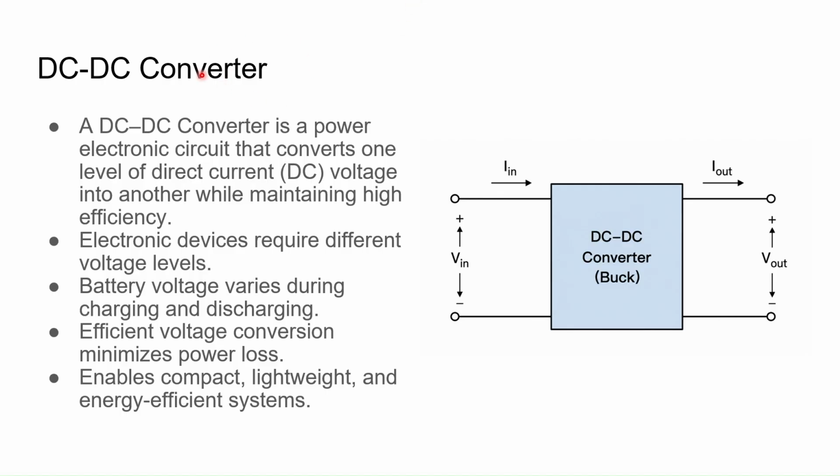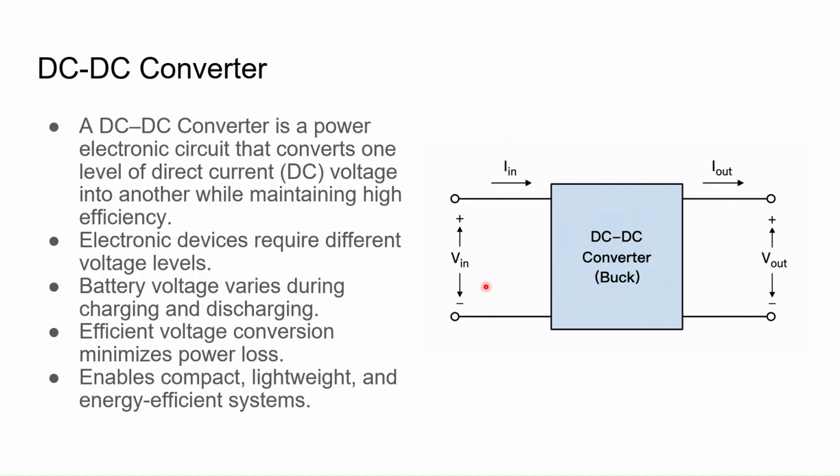A DC to DC converter is a power electronic converter which converts a DC from one level into another level, maintaining high efficiency. This block diagram indicates that. The input and output are both DC. The input side is DC and the output side is also DC, but the voltage level may be different. So a DC to DC converter converts a fixed DC to a variable DC.